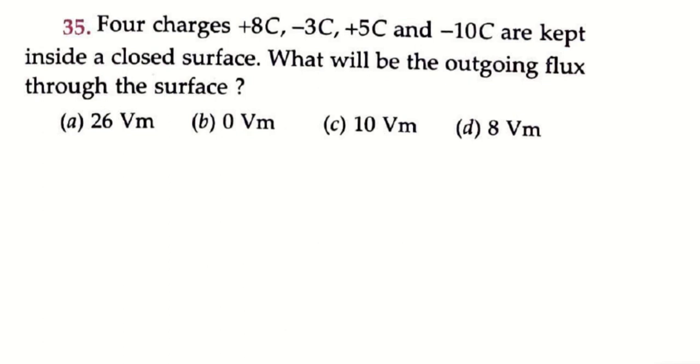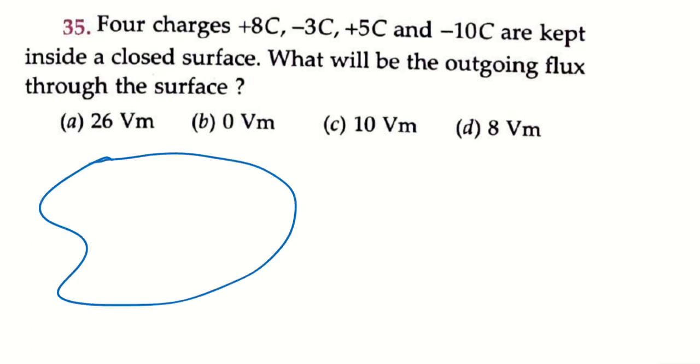These are some MCQs related to electric flux and Gauss law. Let's see the first one. There are four charges kept inside a closed surface: plus 8 coulomb, minus 3 coulomb, plus 5 coulomb, and minus 10 coulomb. We have to calculate the outgoing flux through the surface.